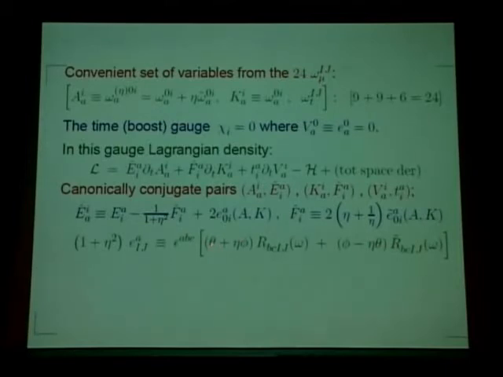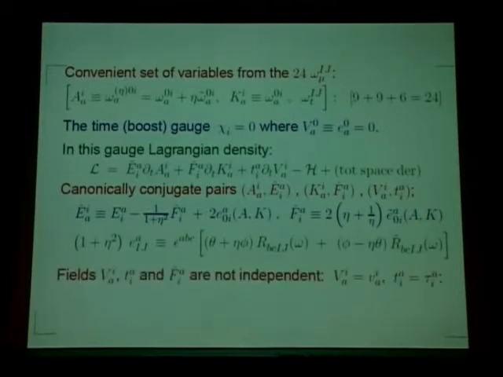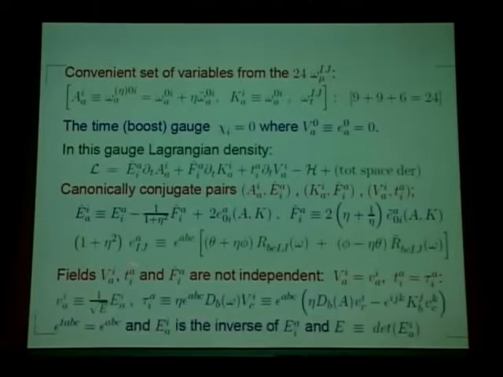And theta was the coefficient of the Pontryagin density, phi was for the Euler density, and eta of the Nieh-Yan density. The fields V^A_i, T^A_i, and F^A_i are not independent fields. In fact, they are specific functions of the other fields. V^i is given in terms of E^i like these. T^i are given in terms of other fields like this, while E_A down is the inverse of the E^A up, and E is the determinant of E.